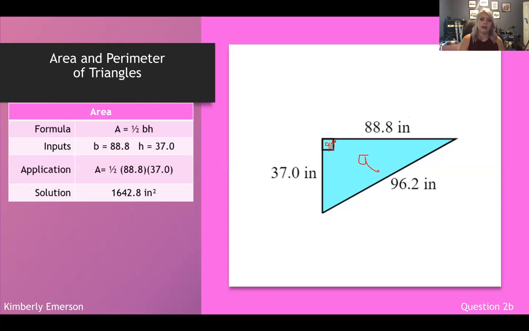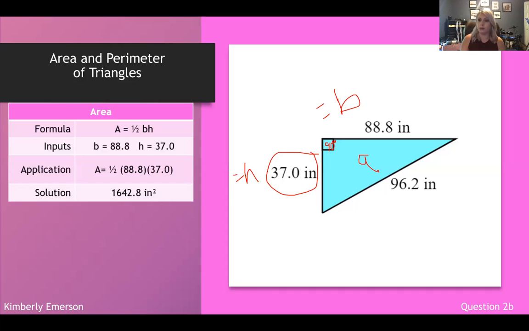For our height, last time we got our height where area was, correct? Well, like I said, this triangle is rotated. So actually our height would be 37.0 inches right here, because that is how tall this angle is. If that equals H, this equals B. Sorry, that's a little messed up of a B. So our input would be 88.8 for our base and 37 inches for our height.